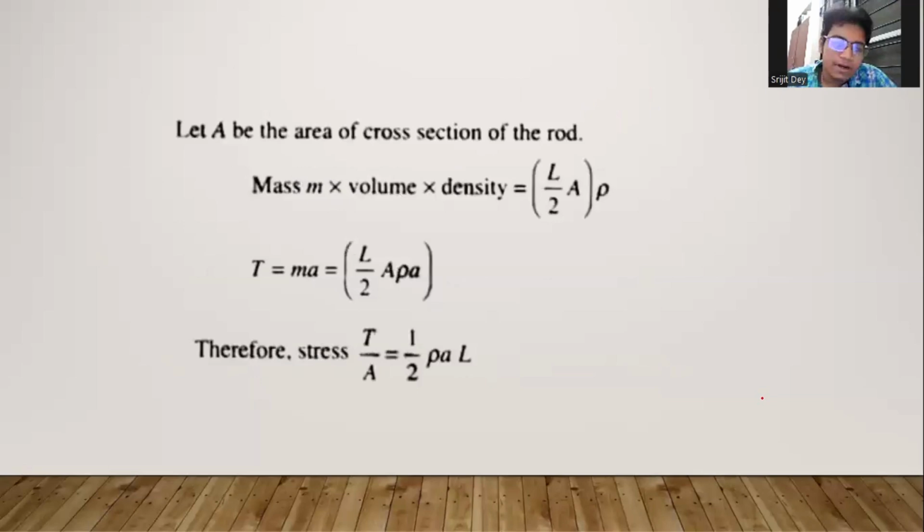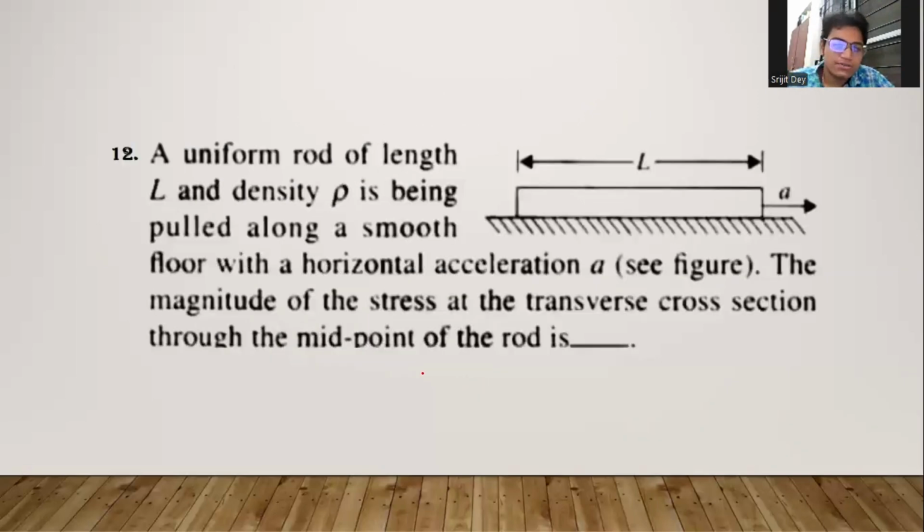Over here, it's again a very simple question. You just need to get your tension, that's your mass. Mass, your rho was given. So from there, you'll get rho. And then by area, if you do, so that's half rho AL is your answer for the stress that will be created if it is moved with an acceleration A.